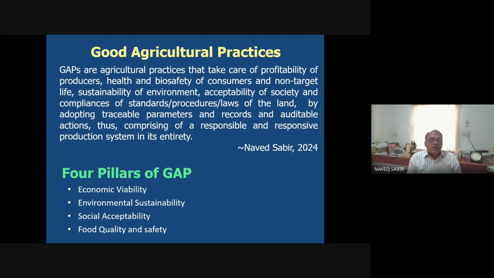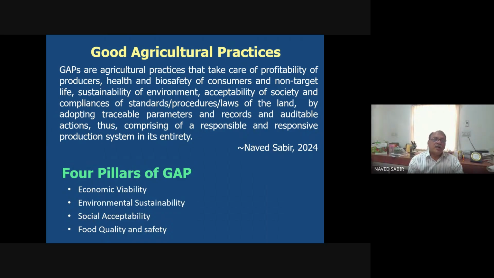So good agriculture practices are just one of the measures to achieve the sustainable development goals for the planet, for the health of the planet, of the soil, of the air, of the earth, of the water system, of the living beings, and for the new generations to come. So that is why good agriculture practices are in complete sync with the sustainable development goals of the world, as envisaged by the United Nations.